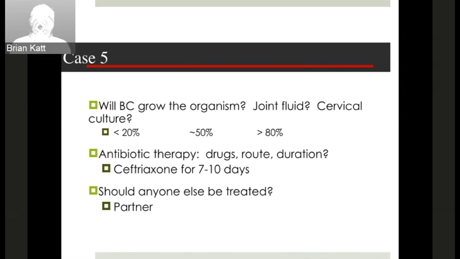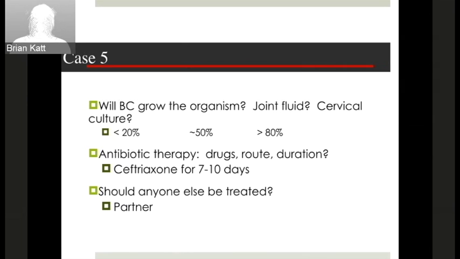Yeah, because the joint fluid is only going to be positive about 50%, right? But if you have someone who says, I have a new boyfriend, I don't really know his sexual history, I think he may be cheating on me, and then they come in with all these symptoms, and their urine NAT is positive.